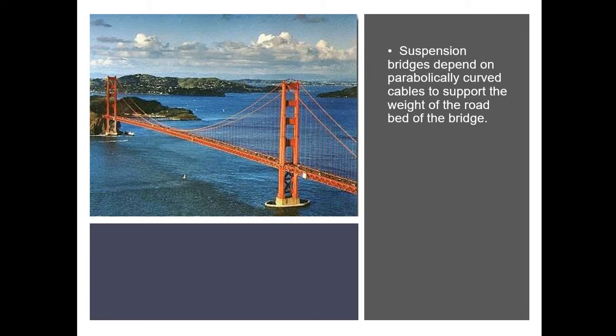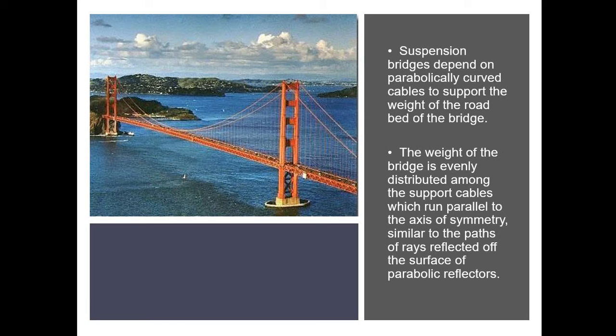Okay, we have also here the Golden Gate at San Francisco, USA. Golden Gate Bridge. Okay, meron din yung suspension. Suspension bridges depend on parabolically curved cables to support the weight of the roadbed of the bridge. So, yan yung isang importance ng parabola. To support the weight of the roadbed of the bridge.